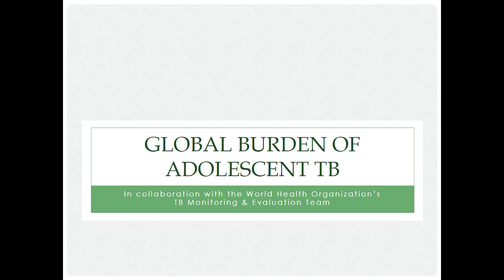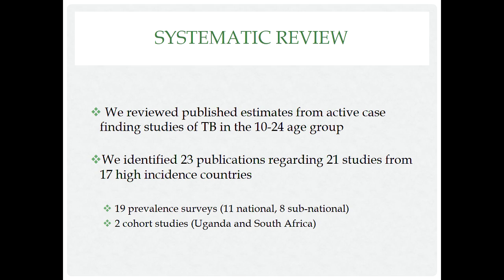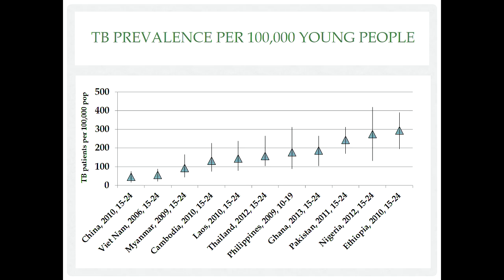So that's the historical epidemiological background of adolescent TB, and now I'm going to present a few harder figures. A couple of years ago, we did a systematic review, which is currently under consideration for publication. We identified 24 studies, mostly published estimates of TB prevalence, about a dozen of which were from national prevalence surveys. And these are the results from those national studies.